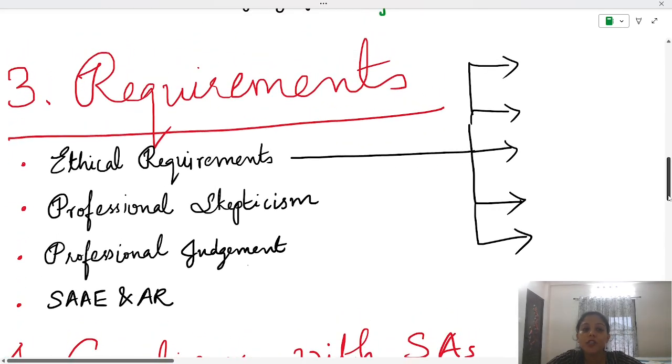Auditor should always maintain ethical requirements, should always comply with the ethical requirements. Then professional skepticism shall be maintained. Then professional judgment, exercise professional judgment. Then comes sufficient appropriate audit evidence.